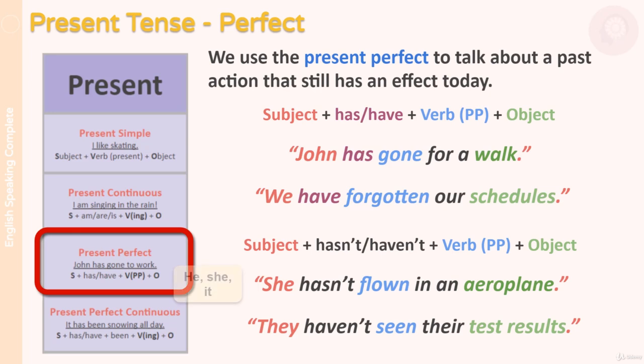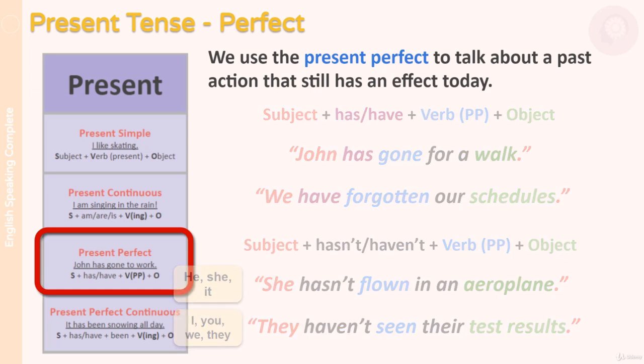So, of course, he, she, it, third person singular pronouns, we use has or hasn't, has not. And then we have I, you, we, and they, plurals. They have, you have, we have. So have or haven't, have not. So this is the negative form of the present perfect.